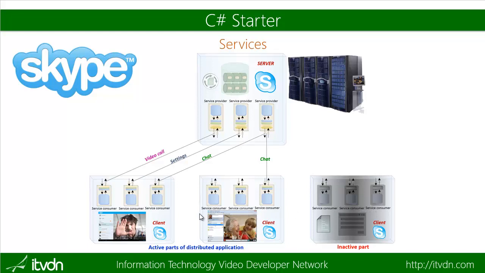Now, if I send a message to somebody using Skype, it doesn't go directly to the person. Let's imagine that the first guy here is the sender. If he sends a chat message, it goes to the server first, where it is processed. These servers are also called service providers. So it first goes here, and then it is sent to the second client, to the receiver.